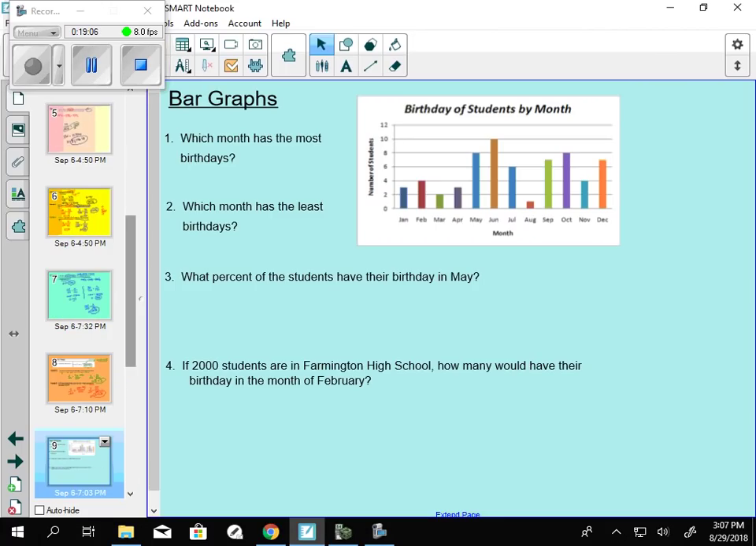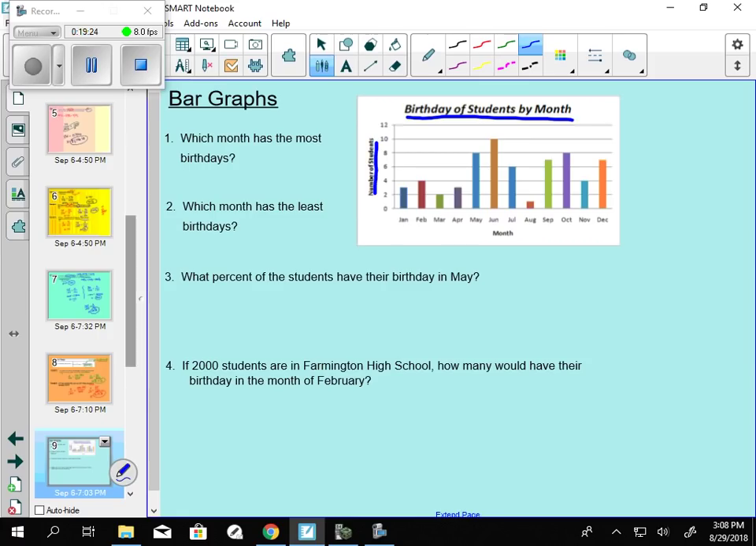The last part of this unit is just looking at basic graphs and being able to interpret them. So here we've got a bar graph showing the number of birthdays of students by month. Key things to look at here are the title, because that's telling you what the graph is about, and the labels on the two axes, which are important. We've got the months going across from left to right, and from bottom to top we've got the number of students.